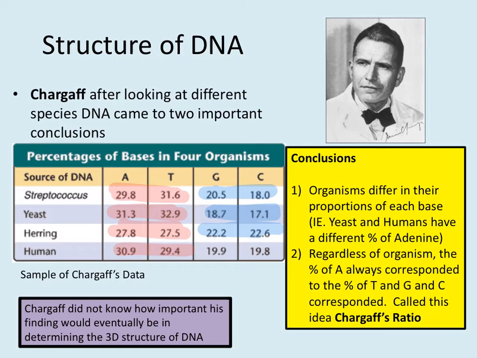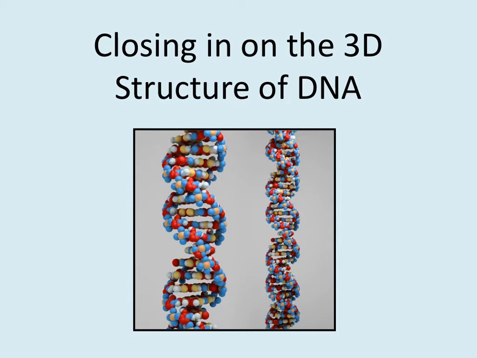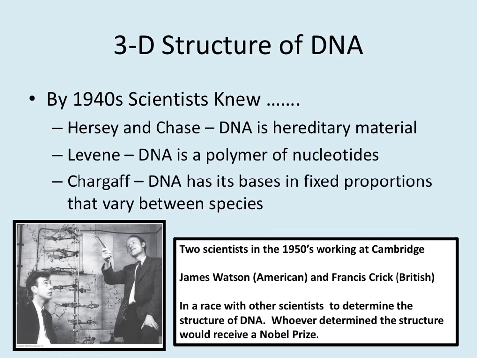Right? So Chargaff is the one that told us that A must bond with T and G must bond with C. And how he figured that out is because there are equal proportions of each. There are equal proportions of A and T. So that means that every time you have an A, you must have a T. And every time you have a G, you must have a C. So Chargaff is responsible for telling us that A must bond with T and G must bond with C. Okay, so now we're getting closer to the structure. We're closing in on the actual model.